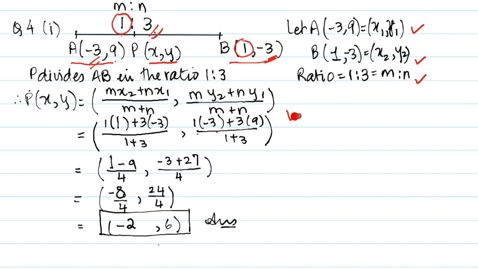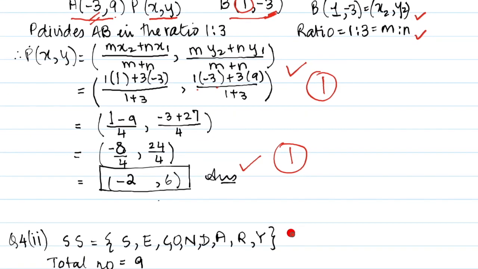Now out here, to write correct substitution here 1 mark, and to get the correct calculations, coordinates, that will be 1 mark. That is how distribution of marks will be.